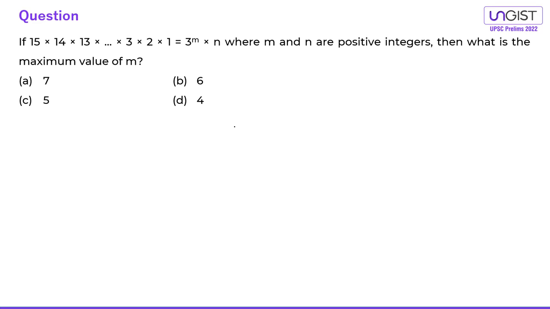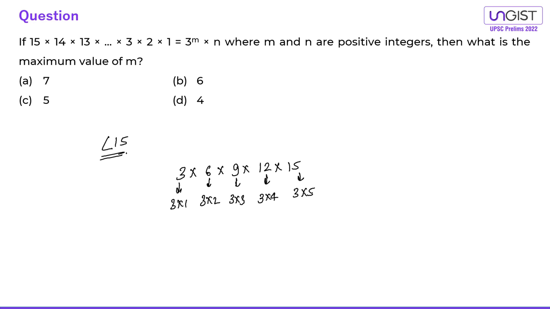Next question is 15 factorial equals 3 to the power m into n. So actually in factorial 15, we need to find the power of 3, right? So this is 3 into 6 into 9 into 12 into 15. I'm not writing all the numbers. I have just written the multiples of 3. So this is 3 into 1, 3 into 2, 3 into 3, 3 into 4, and 3 into 5.